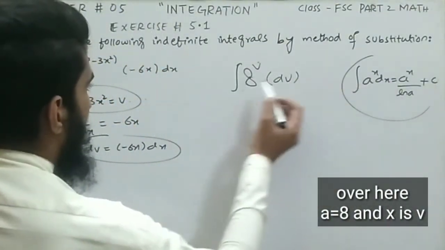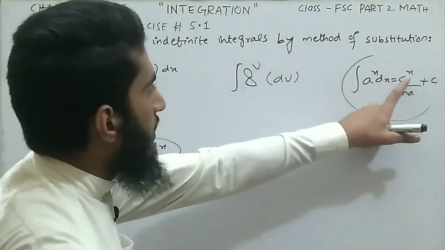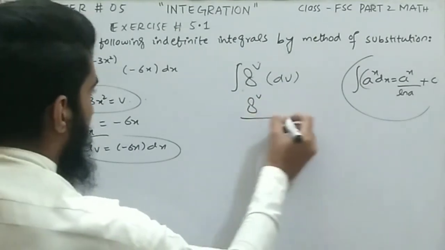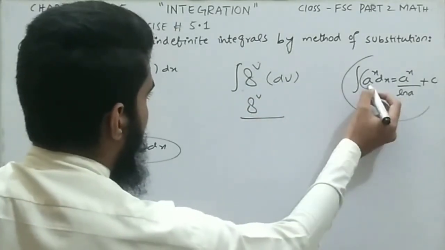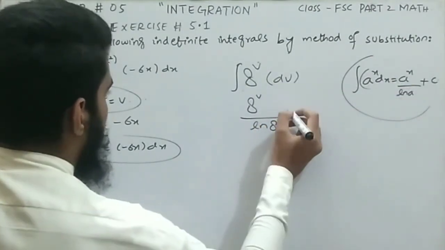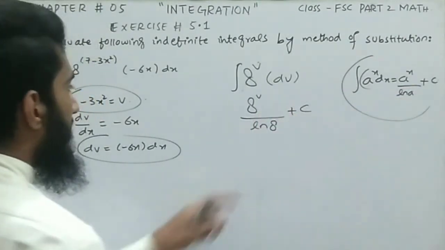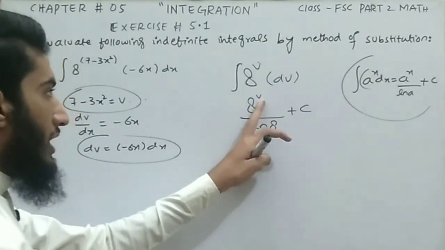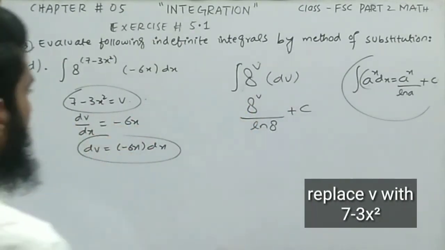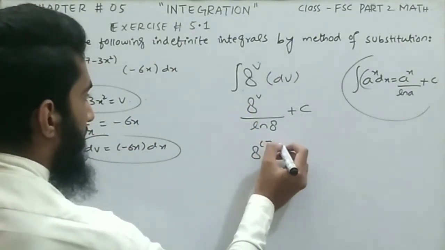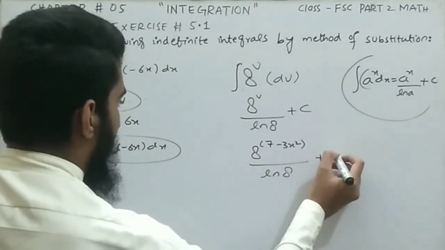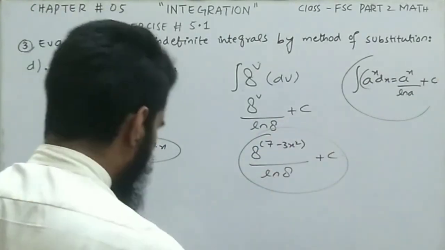Here we have a power x and here 8 power v. So on the right hand side we have a power x, this value. The same value will come in the result, 8 power v, divided by ln of a. Here a is a constant, which is 8, so it becomes ln of 8 plus constant of integration. This is not yet the required result because here the variable is v, and in the given question we have variable x. So replace this v with 7 minus 3x square, so it becomes 8 power 7 minus 3x square divided by ln of 8 plus constant of integration. So this is actually the required and desired answer.